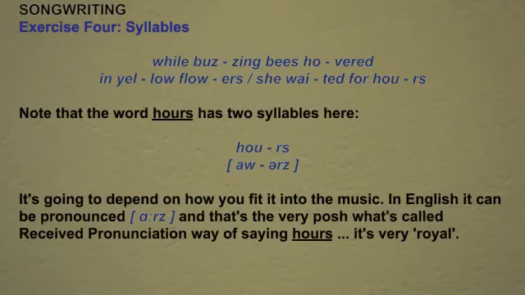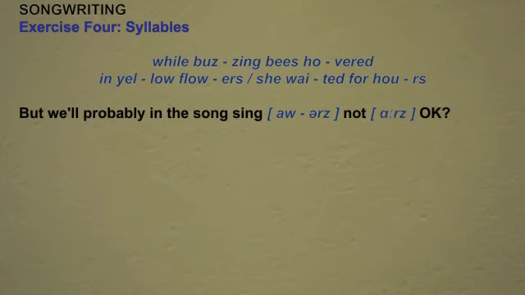Note that the word hours has 2 syllables here. Hours. It's going to depend on how you fit it into the music. In English it can be pronounced hours, and that's the very posh, what's called received pronunciation way of saying hours. It's very royal, but we'll probably in the song sing hours, not ours. Okay?